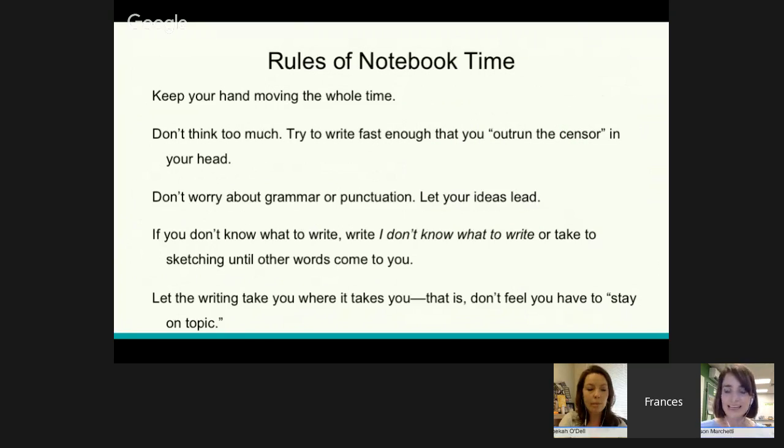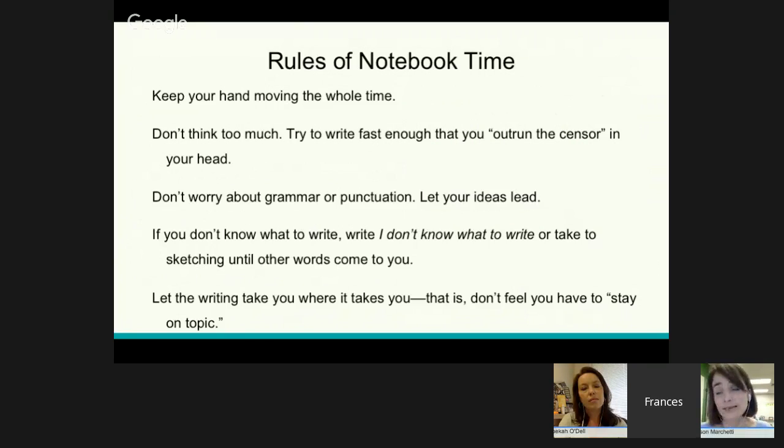We want them to think and to get that thinking on paper, but we don't want them to think too much. We want them to think to the extent that they are outrunning the censor in their heads. We don't want them to criticize thoughts that are coming into their brains as they do. We just want them to think and to transfer that thinking onto the page. We tell them not to worry too much about grammar and punctuation. Certainly, if you think a period should go there, put one there, but don't stop and deliberate about a punctuation mark or the right word. That's something that comes later. Really, we want them to let the ideas lead.